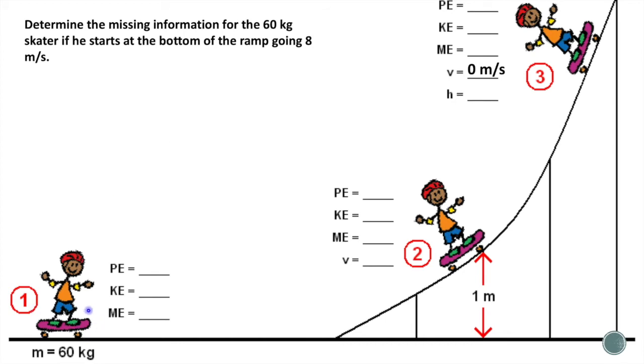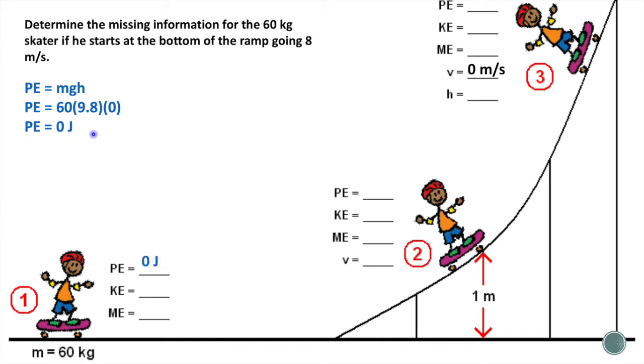So let's start with spot 1. Let's find his potential energy, because we know his height is on the ground here. Whenever the object's on the ground, whether it's a skater or something else, it's going to be a height of 0. So 60 times 9.8 times 0 is just 0 joules. So now I can write that in my list of 0 joules.